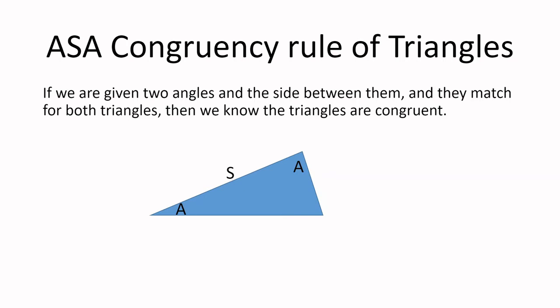Our next rule, much like the SAS rule, involves both angles and sides, but this time I'm giving you two angles and the side in between. And again, I could give you any two angles with the side in between. It could be these two angles here with the side in between, these two angles here with the side in between, or these two angles here with the side in between. But remember, the placement of that side that's given in relation to the angles that are given is very important.